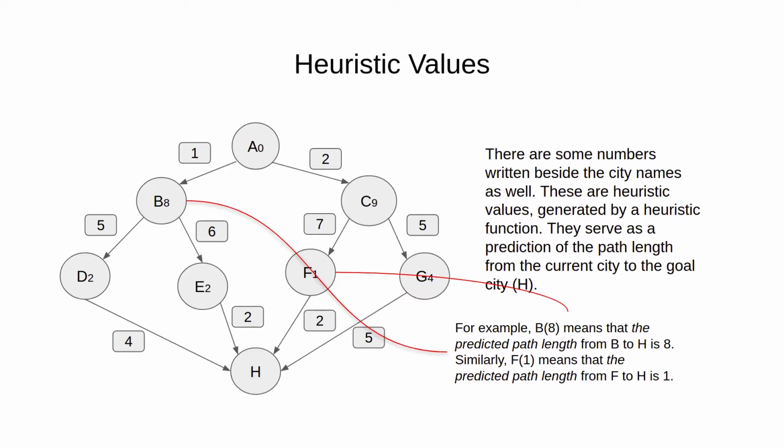No need to bother about the weird names right now. They are just a prediction of the path length from the current city to the goal city. For example, B8 means that the predicted path length from B to H is 8. Similarly, F1 means that the predicted path length from F to H is 1. Note that the actual path length from F to H is 2 units, whereas the predicted path length from F to H is 1 unit. So the predicted path length may or may not be equal to the actual path length.